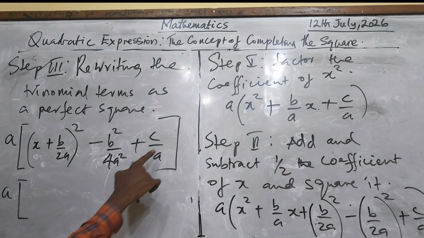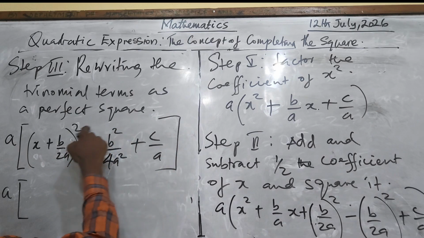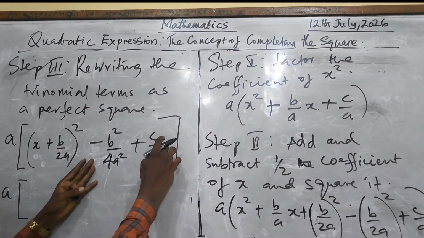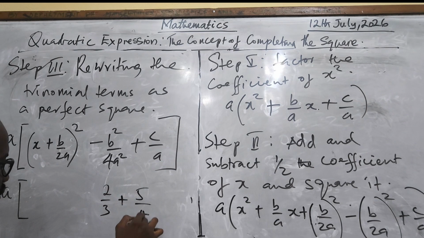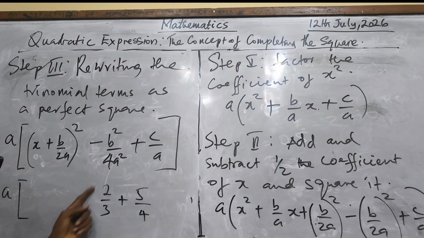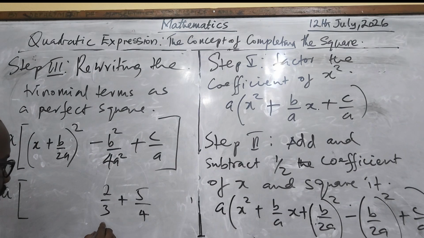So this will now give us a. I can simplify the right term here. So how do I simplify this? Let's see this. If I have 2 over 3 plus 5 over 4, look at this fraction. If I want to simplify this expression here, instead of using the method of finding LCM, I can use the method of equivalent fraction.